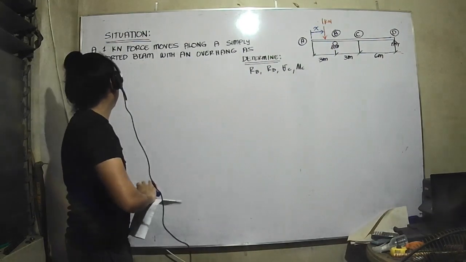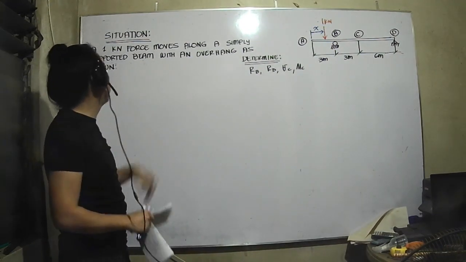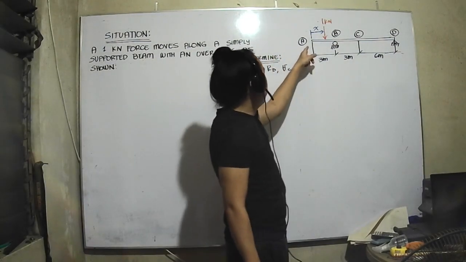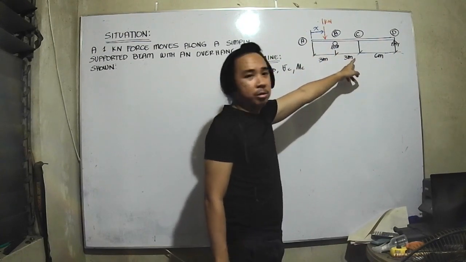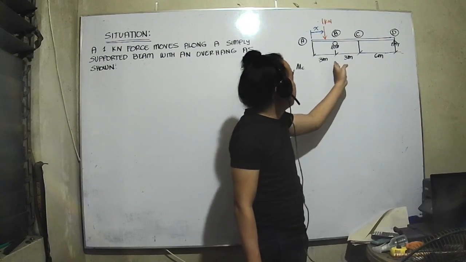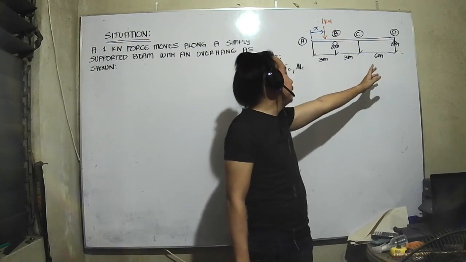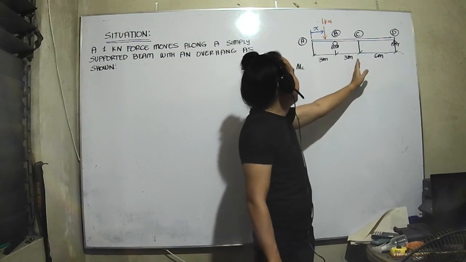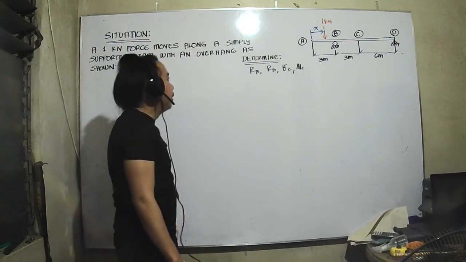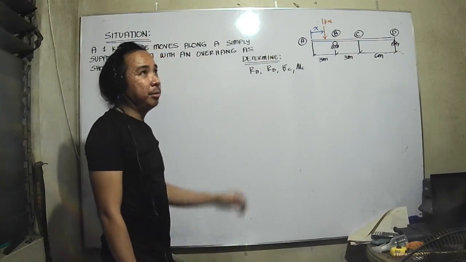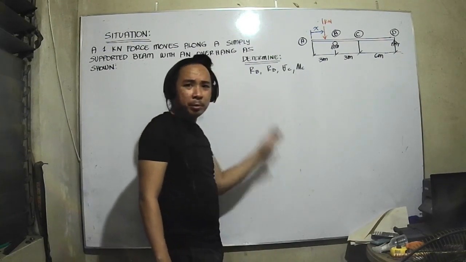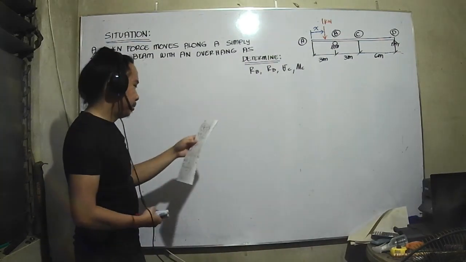Now, we have a situation here in which a 10 kilonewton force moves along a simply supported beam with an overhang as shown. Overhang at A, B is a roller, C is an arbitrary point on the beam, 3 meters to the left of B, to the right of B. And the opposite support is a pin at D. We're tasked to determine the influence lines for the responses RB and RD, the influence diagrams of the values.